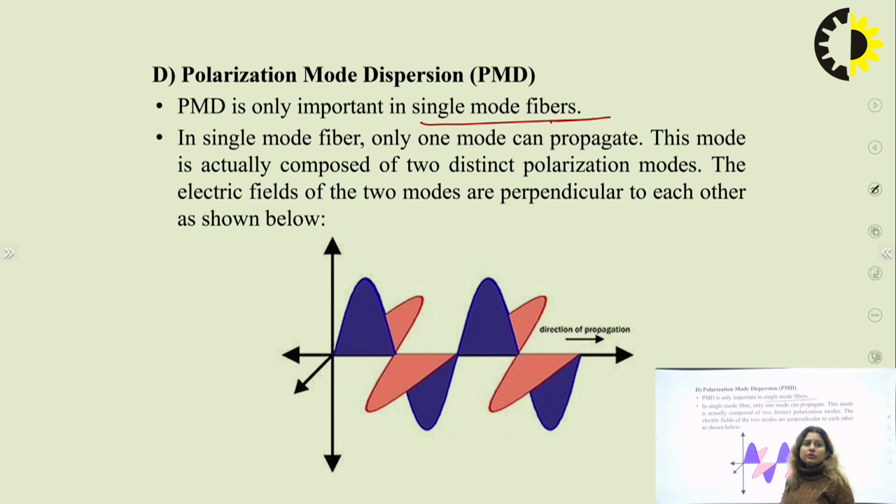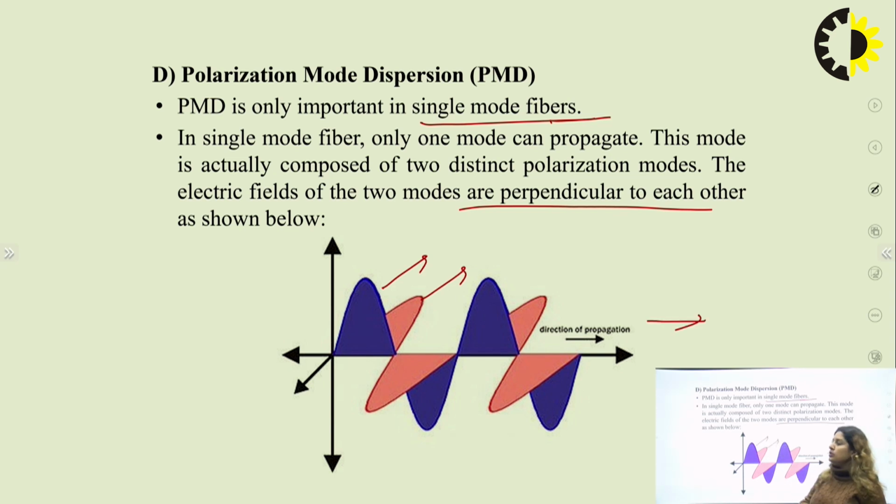In single mode fibers only one mode can be propagated. This mode is actually composed of two different polarization modes, or degenerate polarization modes. The electric fields of the two modes are perpendicular to each other as shown below. In the figure we have the violet one and the pink one. Both these modes are perpendicular to each other, and this is the direction of propagation. So polarization mode dispersion will occur in single mode fibers basically.